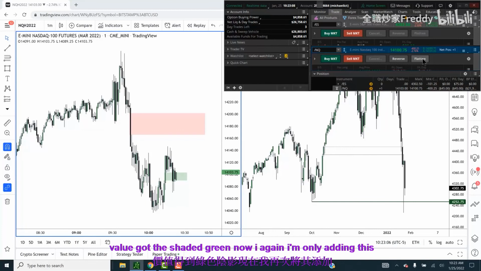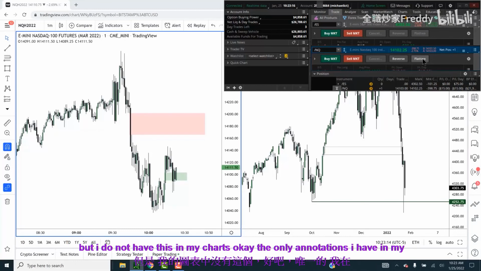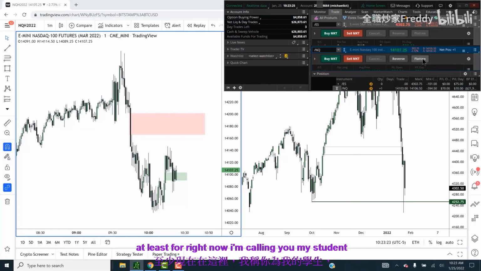Notice the bodies of the candles are staying relatively inside that fair value gap, that shaded green. Now, I'm only adding this to the chart because I knew I was going to record it and share it with you today. But I do not have this in my charts. The only annotations I have in my charts is when I'm teaching my students. And since you're here, at least for right now, I'm calling you my student. Even the haters.